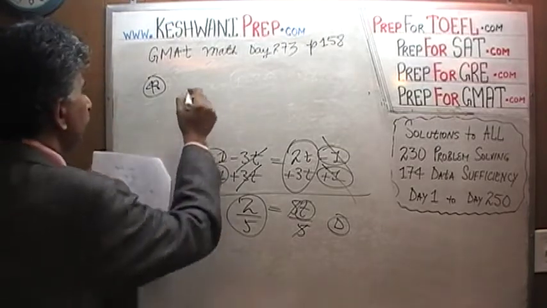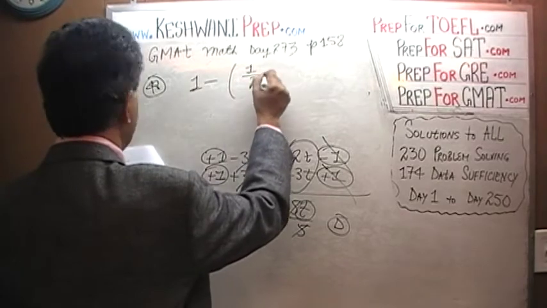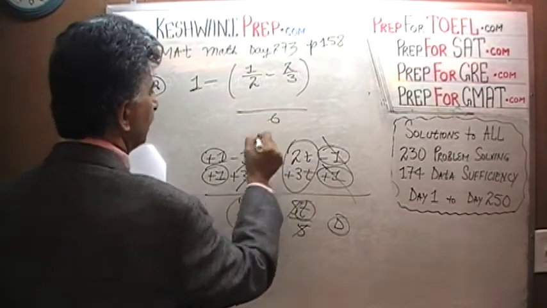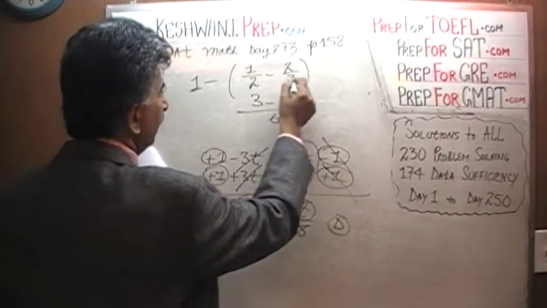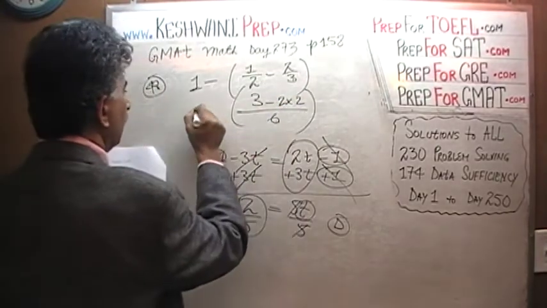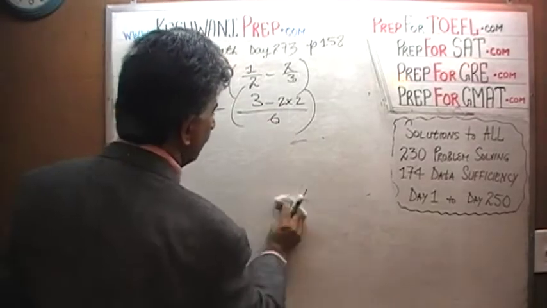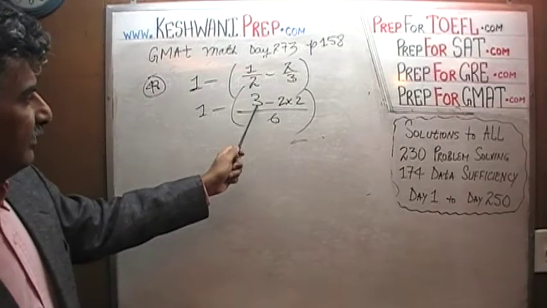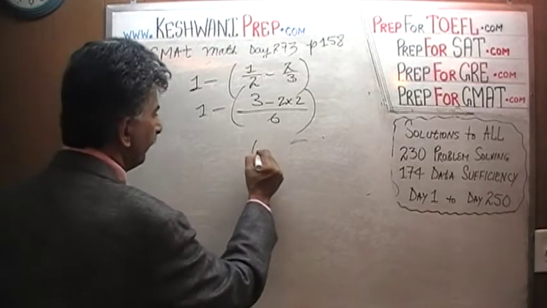They're asking what's the value of 1 minus 1/2 minus 2/3. Well, for 1/2 minus 2/3, the common denominator is 6 here. So we have 3 minus, here we divide by 2, so we get 2 times 2, which is 4. 1 minus this quantity, which is 3 minus 2 times 2. 3 minus 2 times 2 is going to be negative 1.